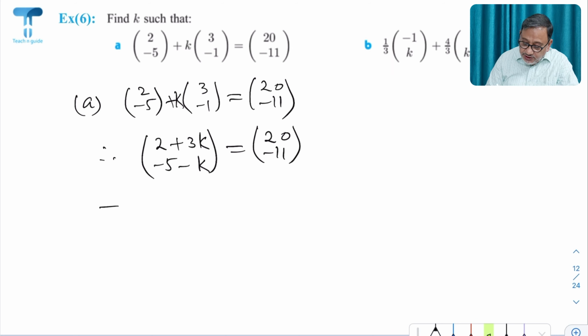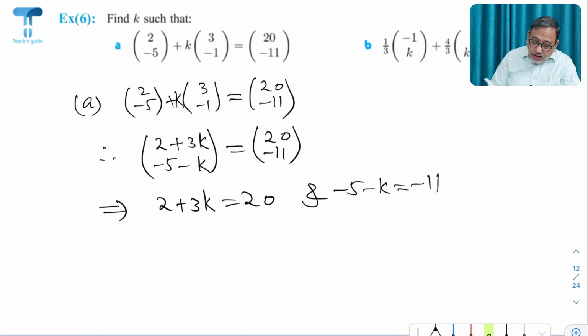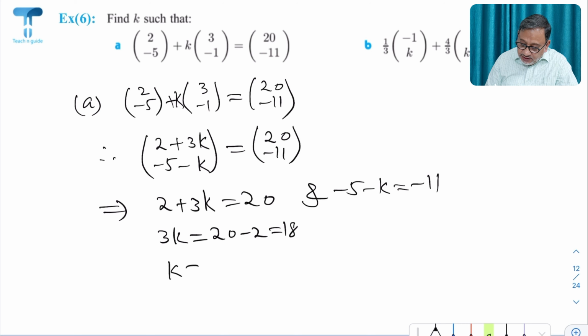Now we will equate the components. So this will give me 20 plus 3k is equal to 20, and minus 5 minus k is equal to minus 11. Of course, any one equation can give you the value of k, but I will show you that both will give you the same answer. So 3k is equal to 20 minus 2, which is 18. So k is equal to 18 divided by 3, which is 6. So this is the value of k.